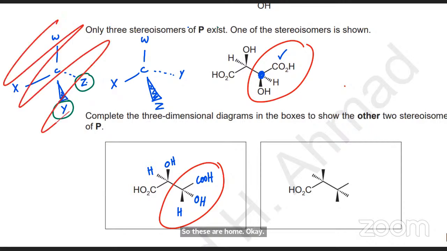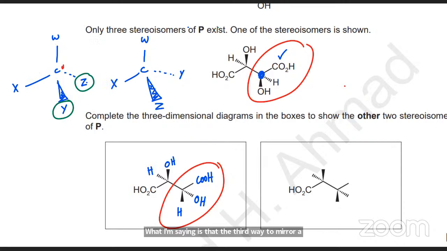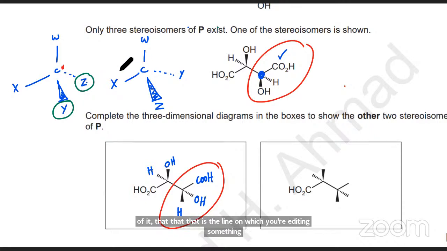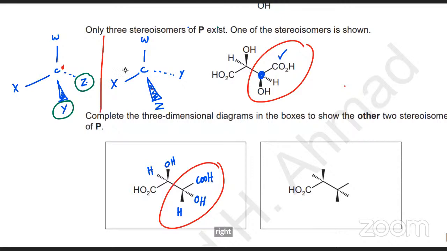The third way to mirror is, imagine, think of the board as, if you look at yourself in the mirror, your mirror version is a reflected version of you. There's a line of symmetry on which everything gets reflected, right? So what I'm saying is that the third way to mirror a molecule around a chiral carbon atom, this is the chiral carbon, is this plane, the screen on your computer or laptop. Think of it as the line on which you're mirroring something. When you reflect, you reflect on a particular plane, right to left or top to bottom. You can either reflect it along this axis, or you can reflect it along this axis.